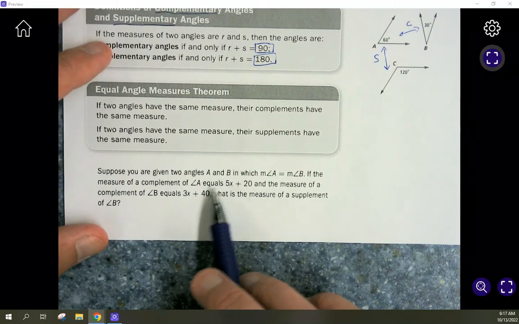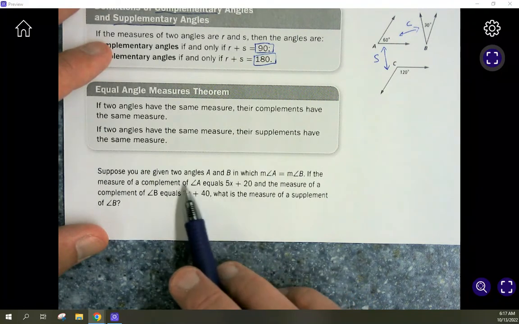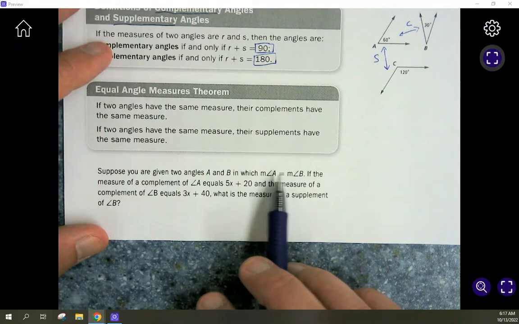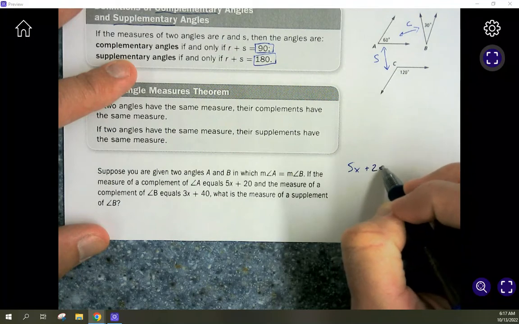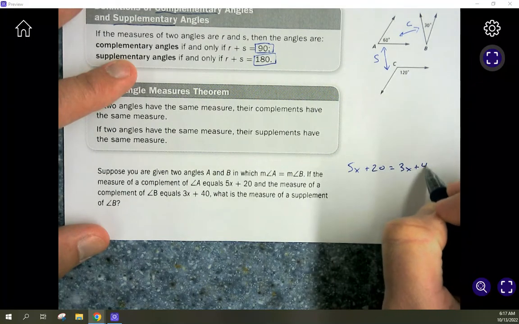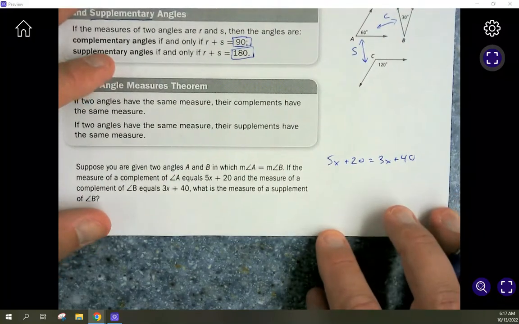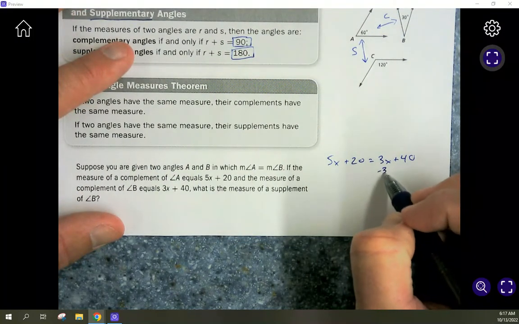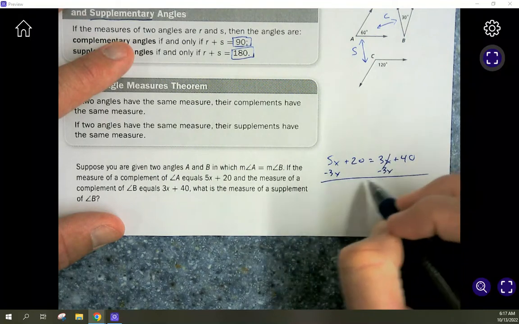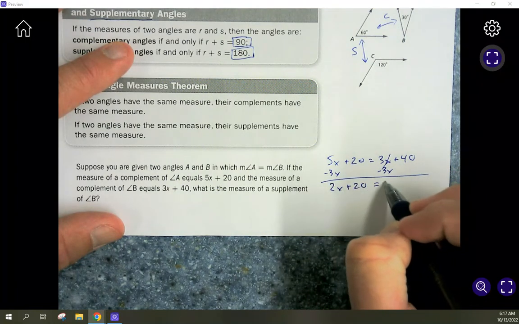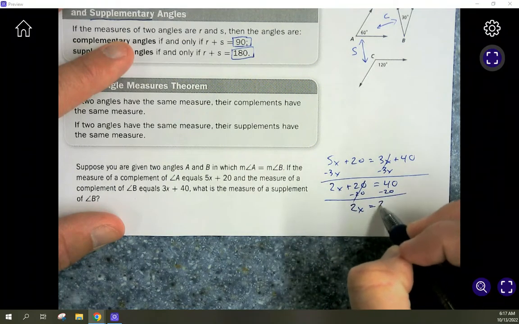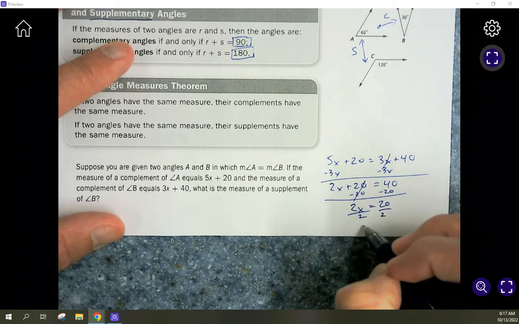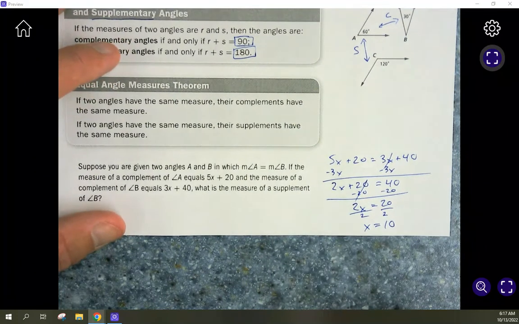So let's start with the fact that we know these are equal to each other. Complement of A, complement of B. Since those angles are equal, so are their complements. So we can set up an equation that says 5x plus 20 equals 3x plus 40. We know those have to be equal to each other. So then we're going to quickly solve this. So x equals 10.